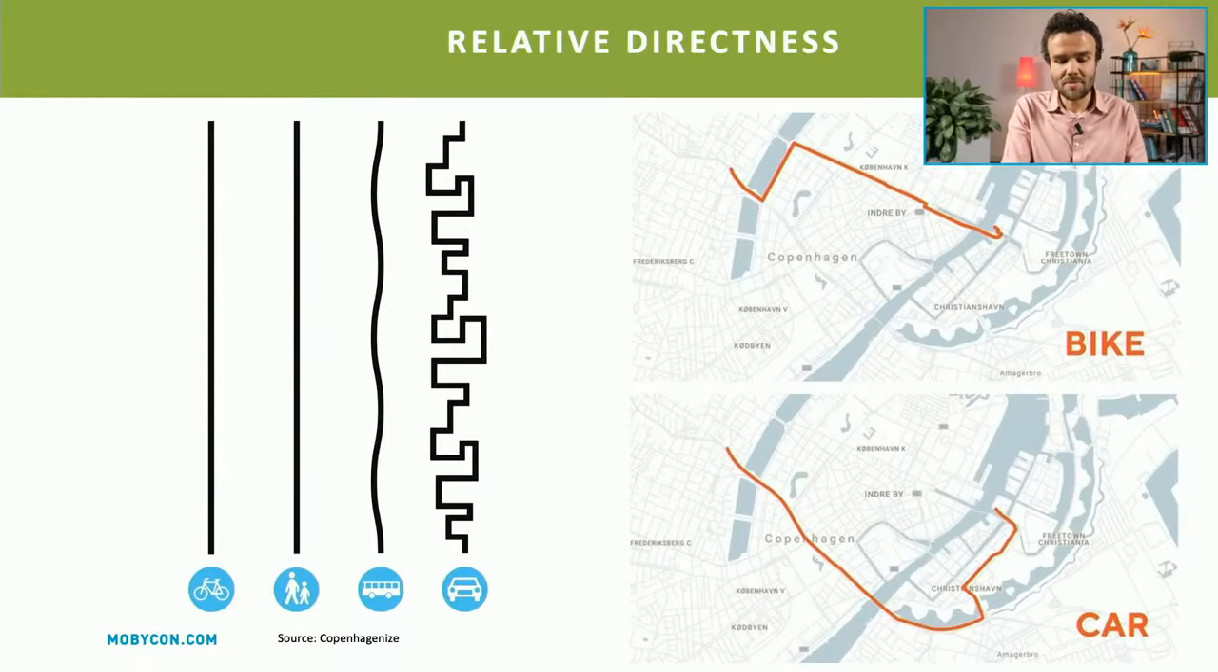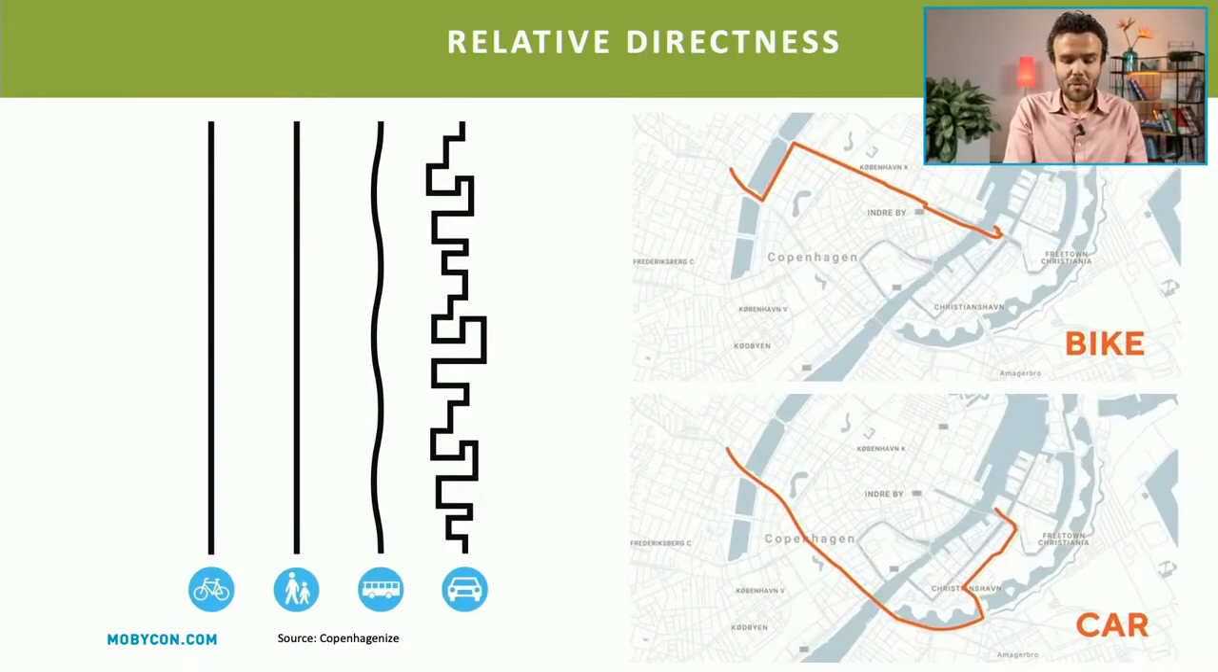Then another interesting element in this neighborhood is the relative directness, where you want to make trips by bike or on foot more direct than by car. Not just as direct, but more direct, which means that a car might have to do a little extra detour, spend some more time on the road going around a certain area, but a bike or a pedestrian can cut straight through.